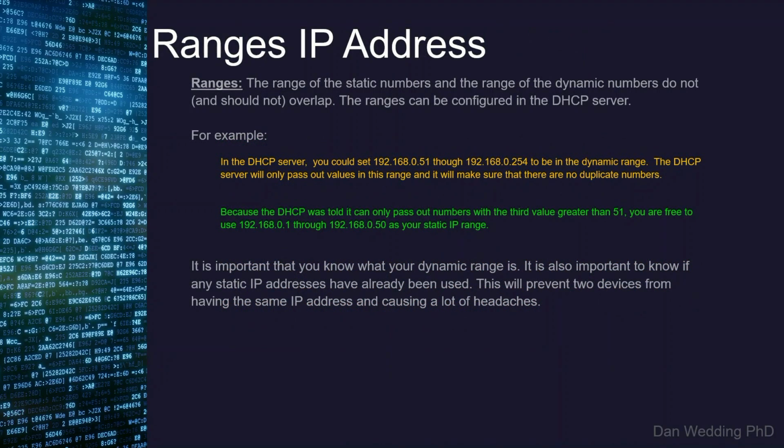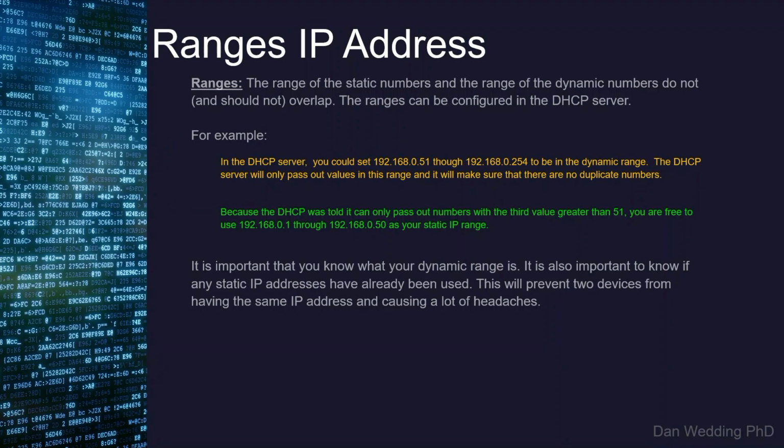The range of static numbers and the range of dynamic numbers do not and should not overlap. The ranges can be configured in the DHCP server. For example, in the DHCP server, you could set 192.168.0.51 through 192.168.0.254 to be in the dynamic range. The DHCP server will only pass out values in this range and it will make sure that there are no duplicate numbers.